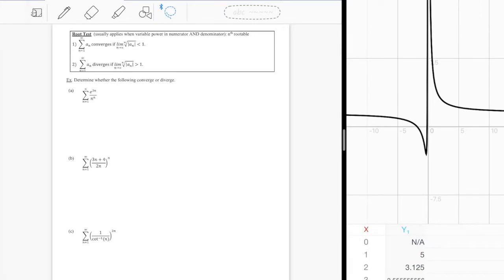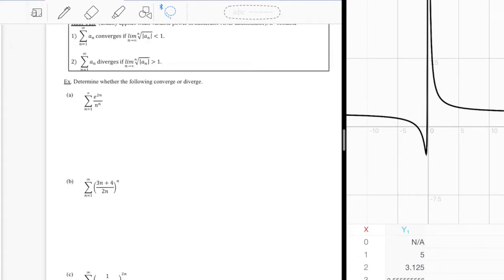Now on page 82, we're looking at the root test. This applies when we're dealing with a series that is nth rootable. So what we're going to do is find the nth root of the top and bottom and then determine if the limit of that new expression is less than 1 or greater than 1. So we'll jump right to it.